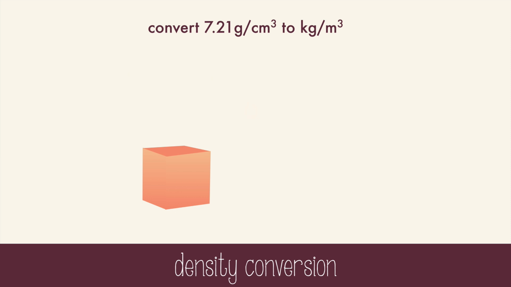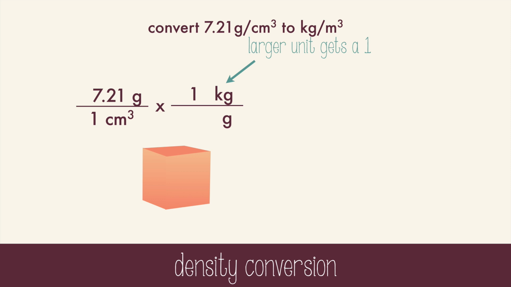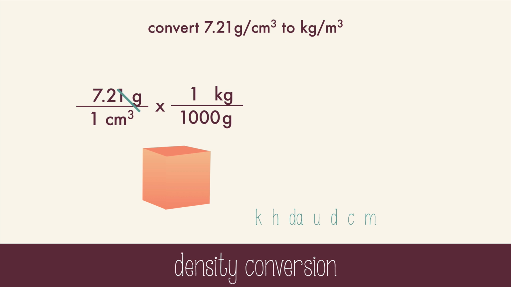We're changing 2 things here. First, start with what you're given. When you say per, it's like drawing the fraction line. Now you could choose either grams or centimeters to change next. It doesn't matter, but I'll just go with grams. Grams on the bottom, kilograms on top. Kilograms are larger, so they get a 1. Use the mnemonic to see the amount of difference. Grams to kilograms is a change of 1,000 times. Then grams cancel. Now we can take care of the cubic centimeter and change it to cubic meters.